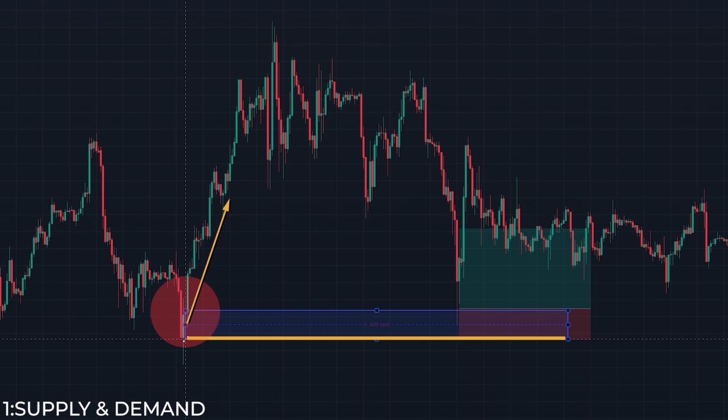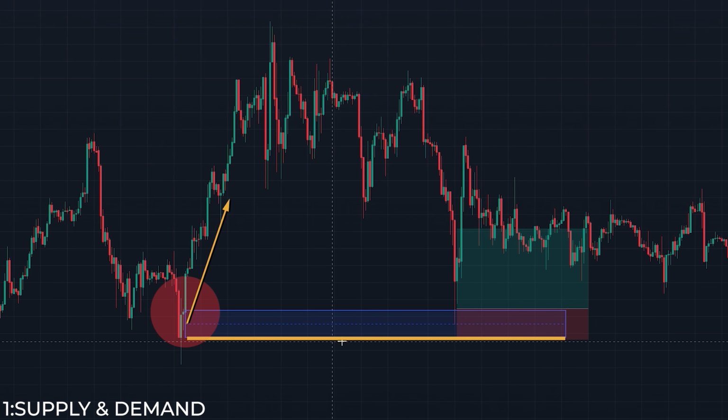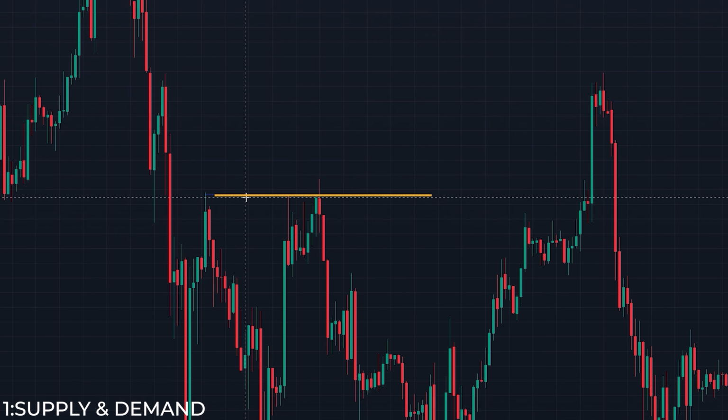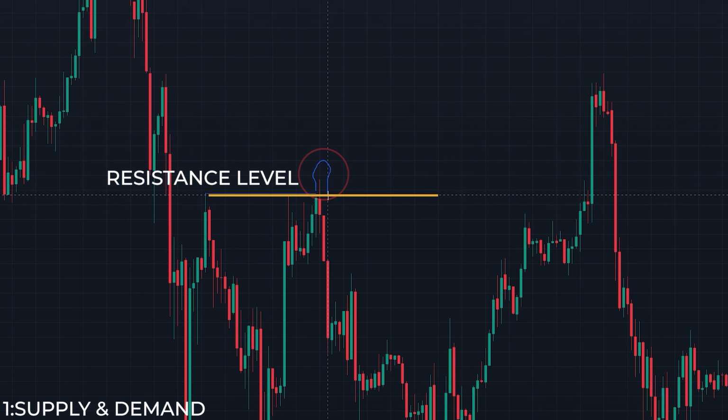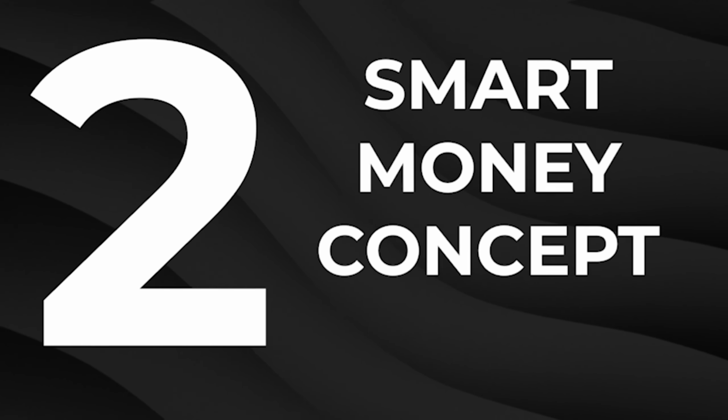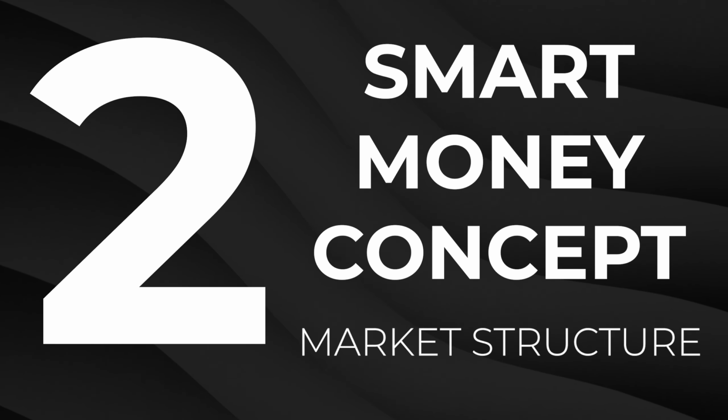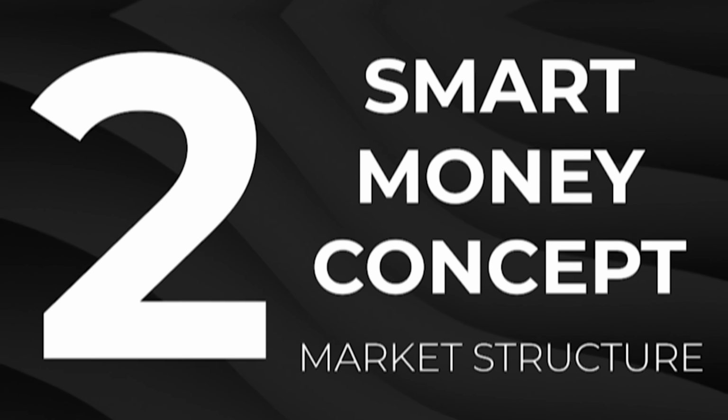That is, in principle, the smart money zones differ from support and resistance levels. That is a support or resistance zone, for example. As here, we see a resistance level, which is formed under the slope. After that, then the price removes this level and goes down. Now let's move on to smart money concept number 2, which is market structure.